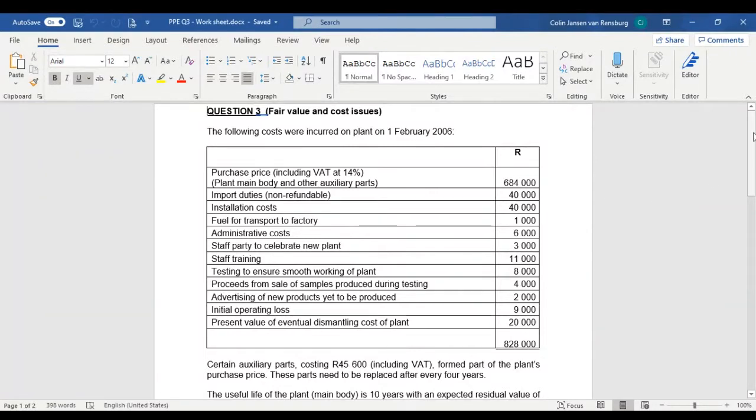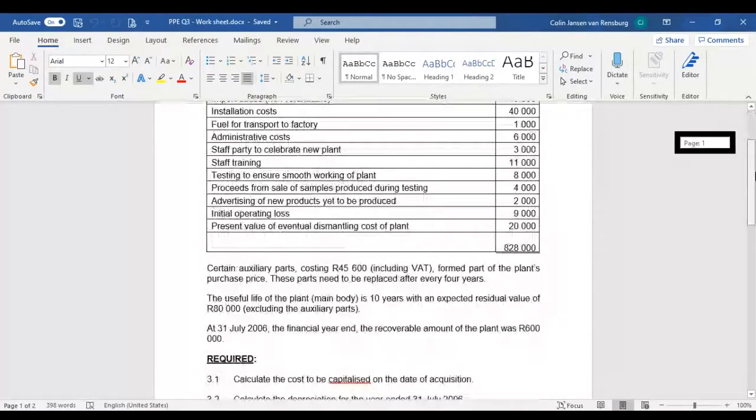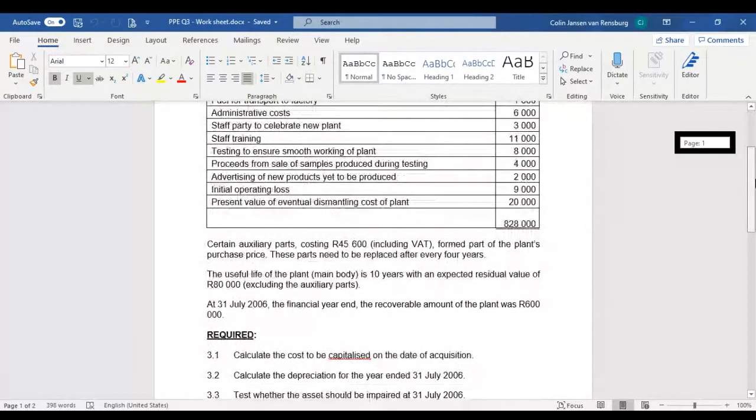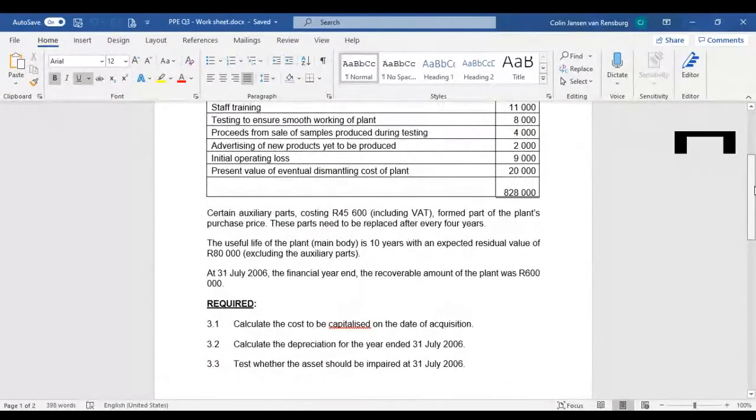As we've mentioned previously, very often in financial accounting or auditing or cost accounting for that matter, it is a good idea to look at what's required of us first, so that we can form an expectation of what is coming. So we have question 3. What is required of us? First of all, 3.1: calculate the cost to be capitalized at the date of acquisition. So what is the cost that we must capitalize on the date of acquiring this asset? That we are definitely going to finish today.